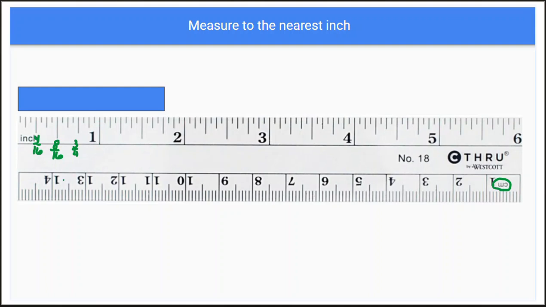a whole inch. I didn't simplify all of those because these are the ones you most commonly use. 1/4, 1/2, 3/4, and 1 whole.